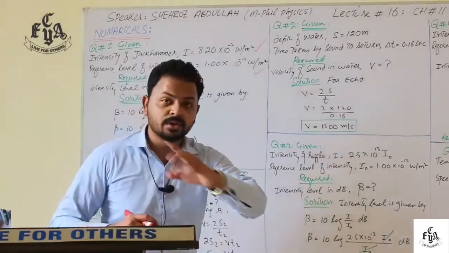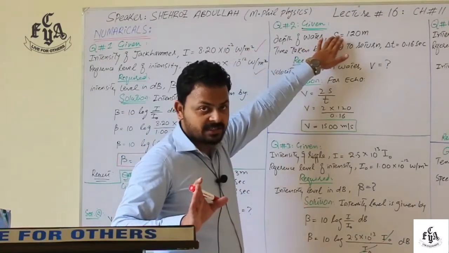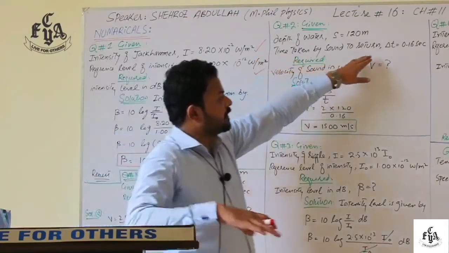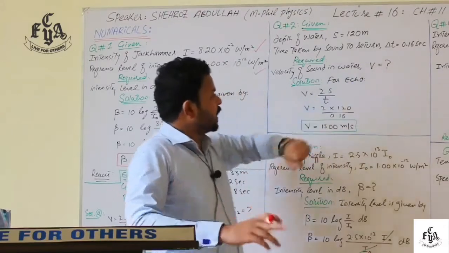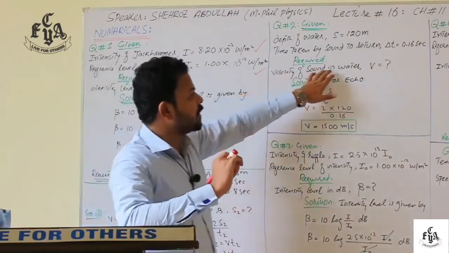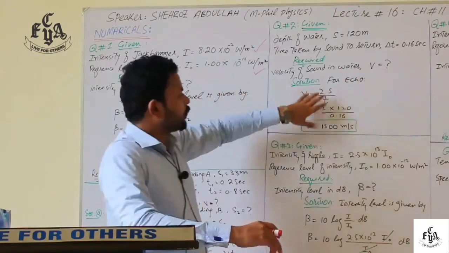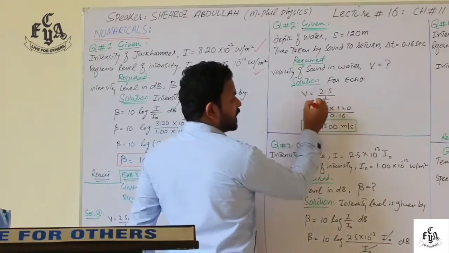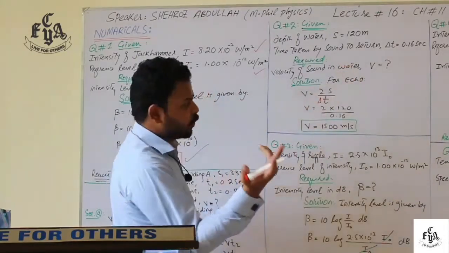Okay, what is given to you? Look, the depth of water is 120 meters. Is it clear till here? Now the time taken by sound to return, del t, is 0.16 seconds. What we need to find is the velocity of sound in water, means the value of v. From the definition of echo we know that v is equal to 2s by del t. Let me write del t over here, or you can write simple t as well, no problem at all.